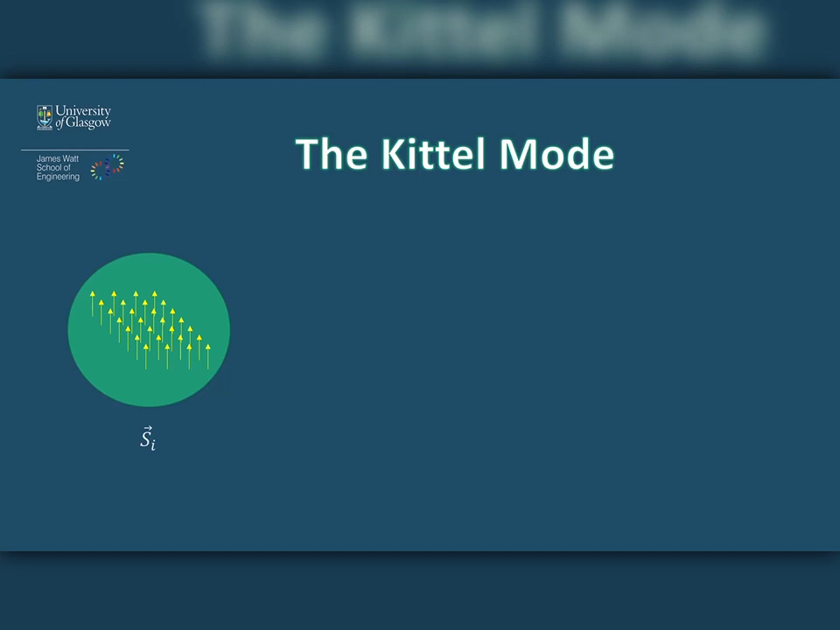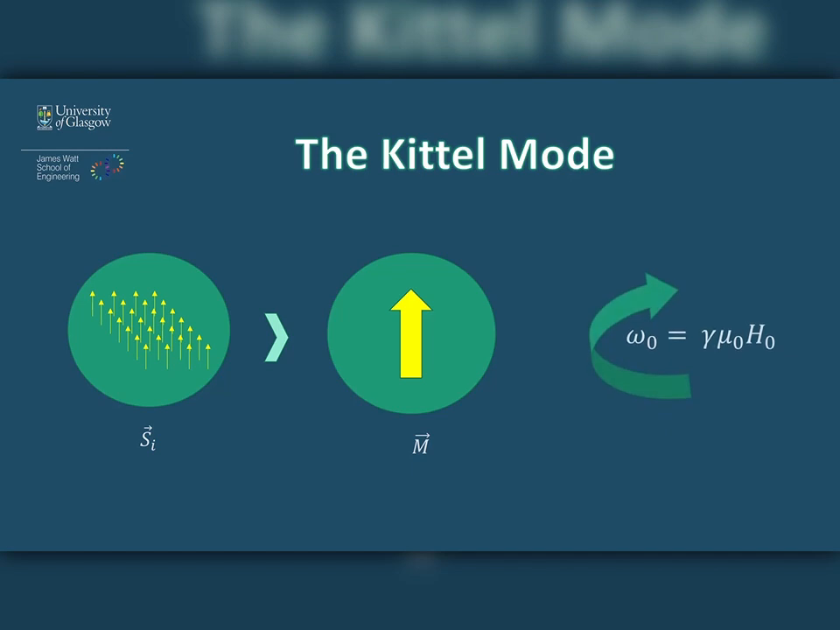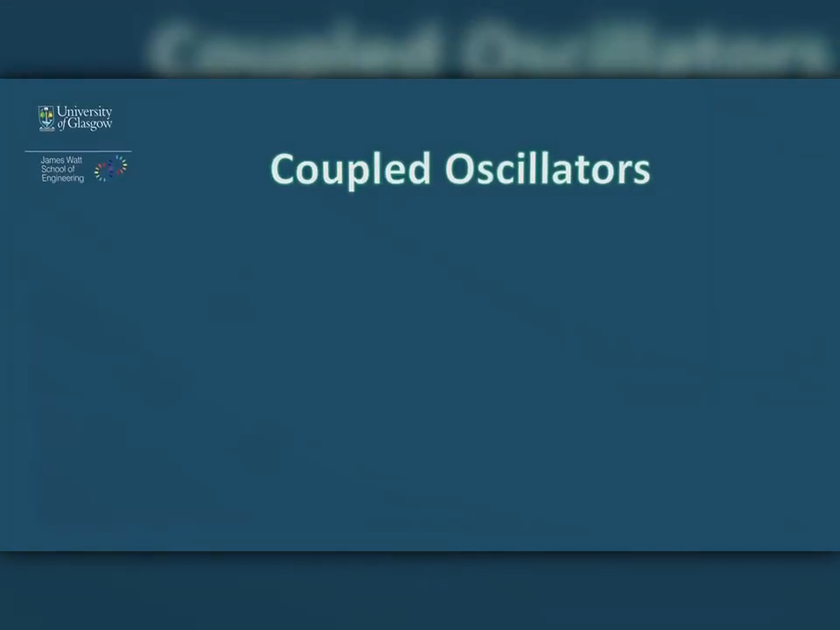If we take the example of a YIG sphere, we can consider this as a macro spin moment with a precession frequency given by this simple form of the Kittel equation here. So along with the AC fields of our microwave resonators, we essentially now have under consideration two coupled oscillators.